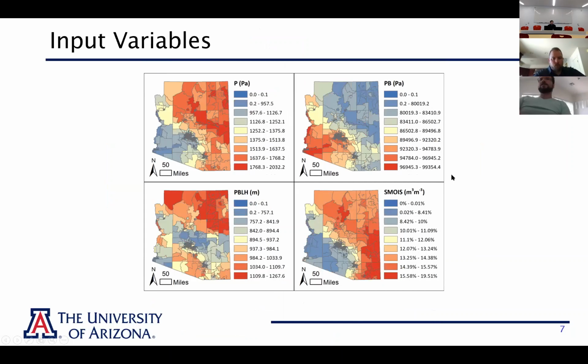And then the secondary variables like pressures, these two pressures, the only thing that you need to know is, if you sum them up, you get atmospheric pressure. And planetary boundary layer, which is really difficult to calculate and characterize, and soil moisture, where you see the highest soil moistures here on the northeastern side.